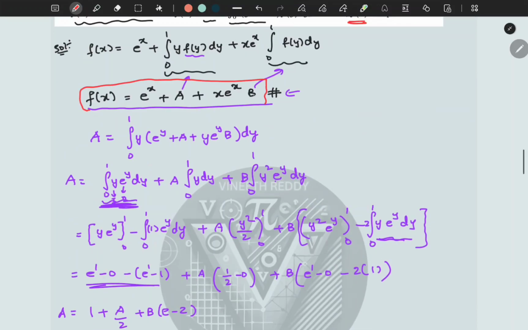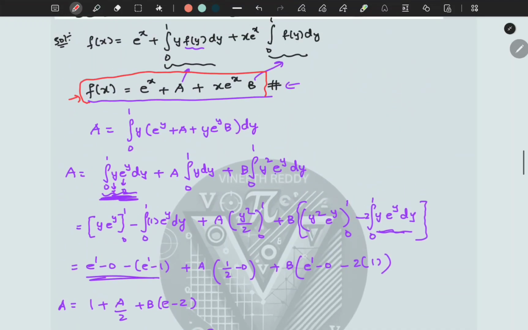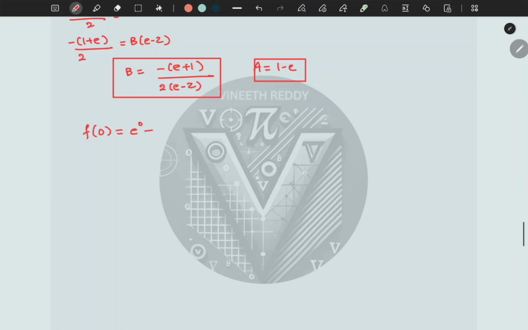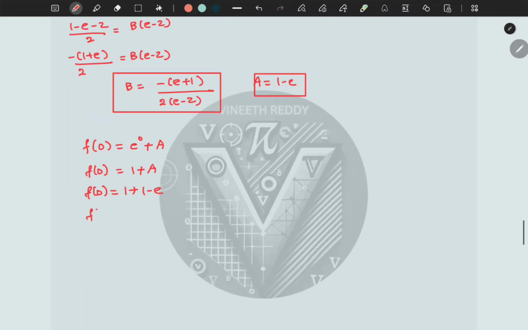So again we will be using this equation to find the value of f of 0. If I have to replace x with 0, it will be e power 0 plus a, plus this is anyway 0, right? So f of 0 is equal to 1 plus a. And what is the value of a? A, I think, is 1 minus e. So in this question, e plus f of 0 should be equal to 2. I don't think we have to find b.